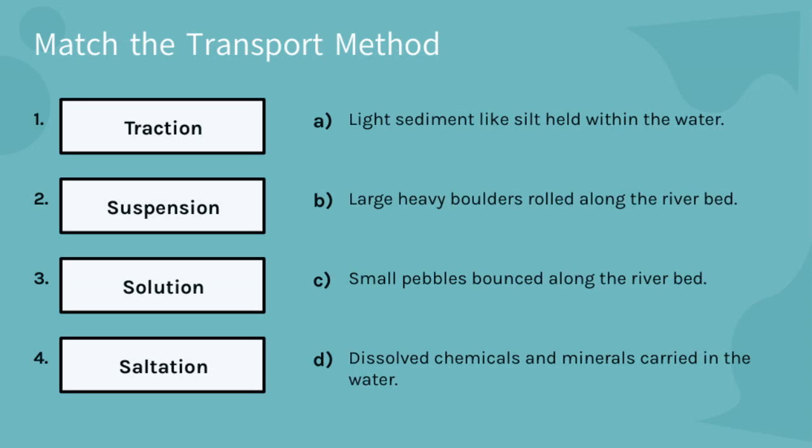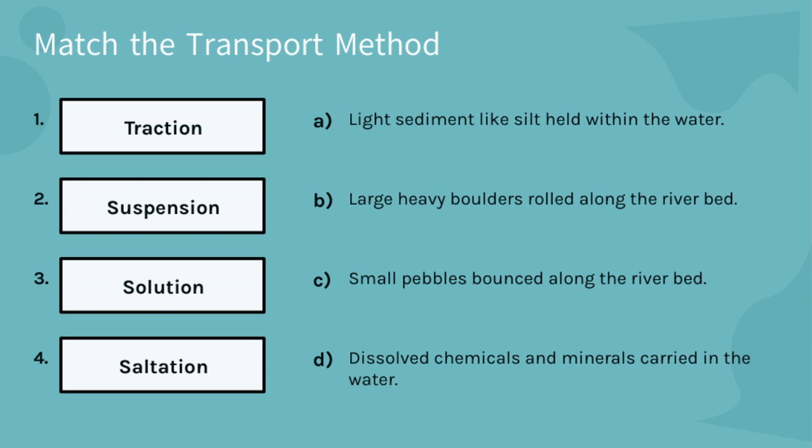Now let's match the transport methods to their definitions. The transport methods are 1. Traction, 2. Suspension, 3. Solution, 4. Saltation. The definitions are: A. Light sediment like silt held within the water. B. Large heavy boulders rolled along the riverbed. C. Small pebbles bounced along the riverbed. D. Dissolved chemicals and minerals carried in the water. Take a moment to match them. Think about the size of the material.